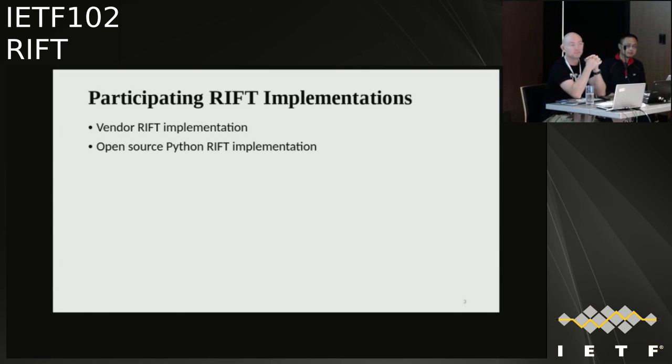The main thing that happened at the hackathon is that we brought in 2 implementations of RIFT, one from a vendor and one open source implementation, and we tested interoperability between the 2 of them. And we also discussed in great detail the things that we learned as we were implementing these 2 implementations, things that could be clarified in the draft, etc. So I'll first talk about the 2 implementations that we used.